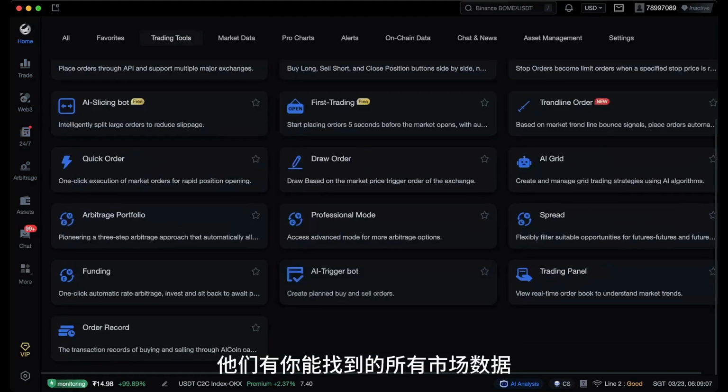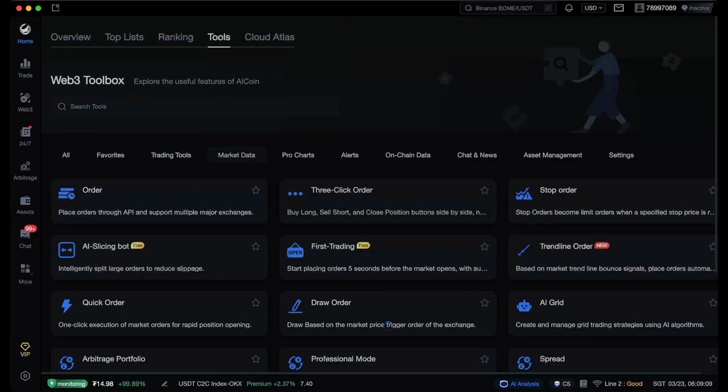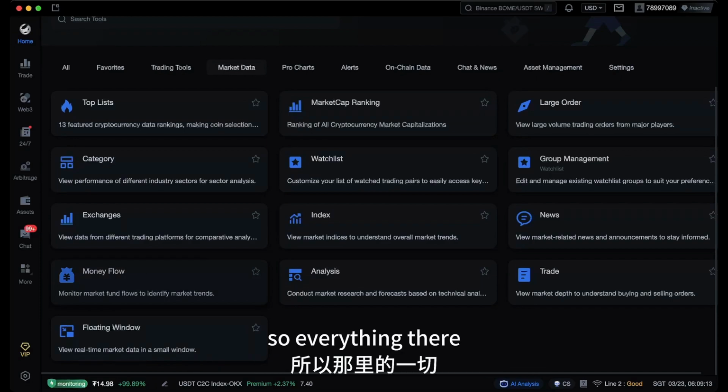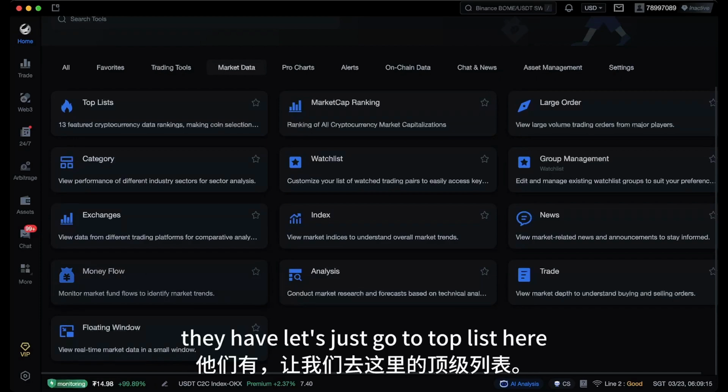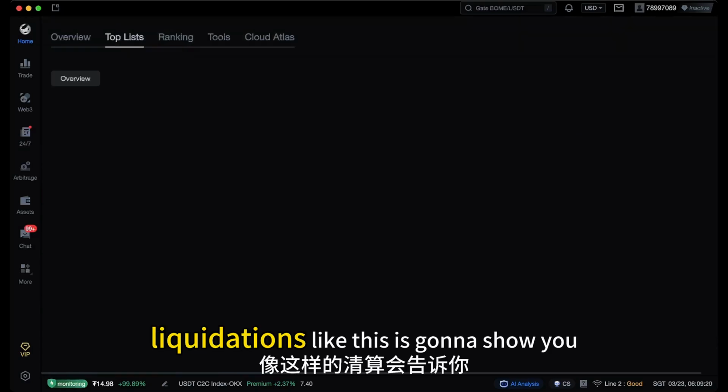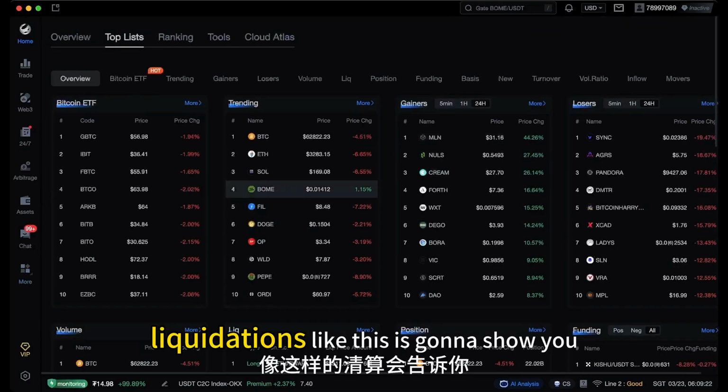So these are all the different trading things you can do. Let's go into the other features they have. They have every single market data you could honestly need, from money flow, like inflow and outflow of exchanges, and also ETF money flow. So everything there. Let's just go to top list here. They have all of this going on here.